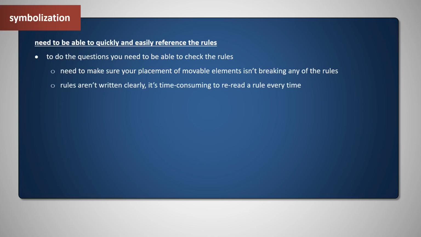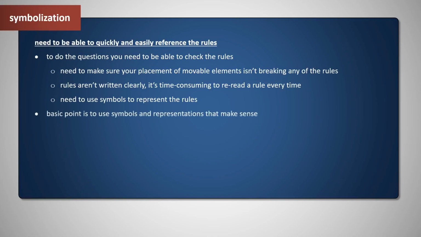Now, the rules aren't written clearly, and it's kind of time consuming to reread a rule every single time. So you need to use symbols to represent the rules. That's the basic point. That's how you're able to do it quickly and easily. You take the rule and you symbolize it into something that you'll immediately see what it's talking about. So the basic point is just to use symbols and representations that make sense.